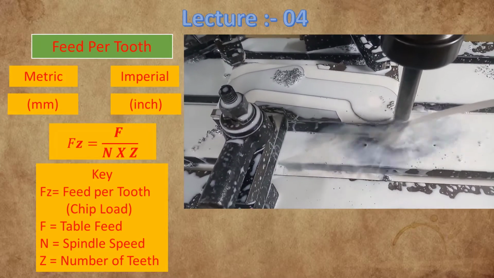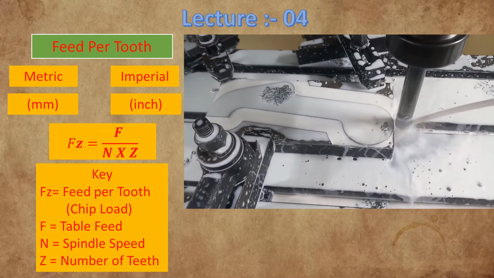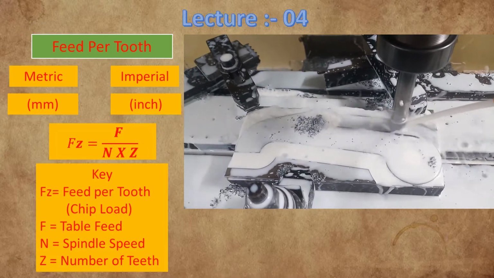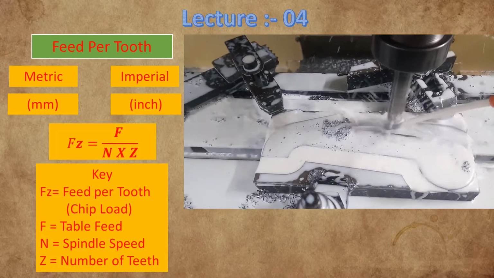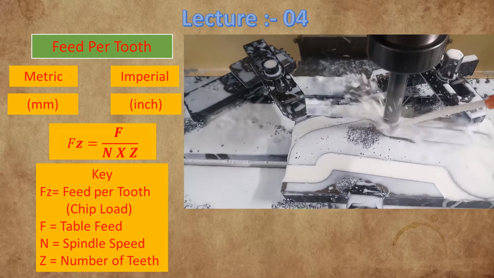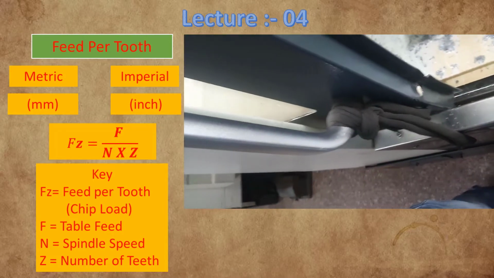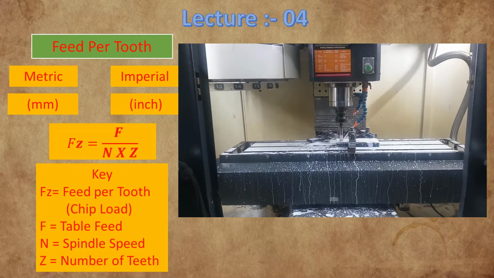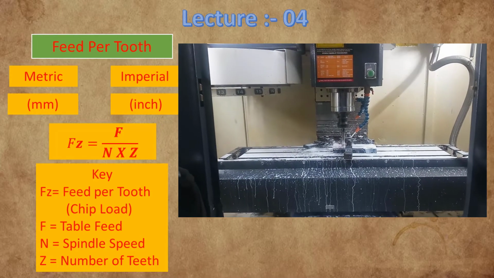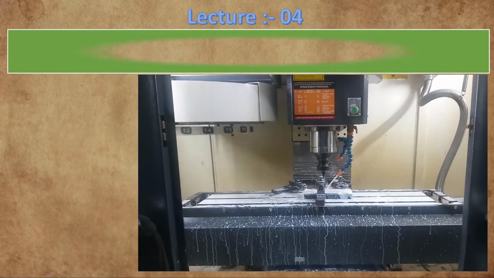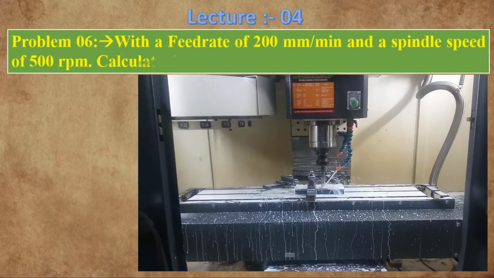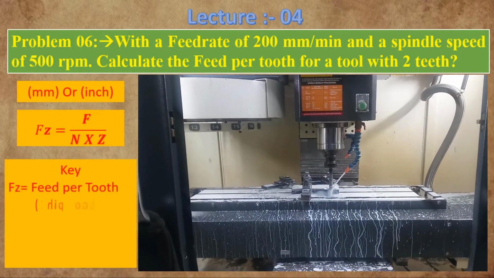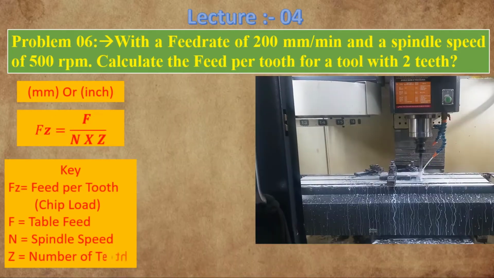Okay, let us punch some numbers into these equations and do some math to see how this works. Normally our feed per tooth information would be on the back of the tool packet, and we would work out our table feed from that. But if we know the feed and want to calculate our feed per tooth, this is how we would do it. Let us do our first one in metric. The problem is: with a feed rate of 200 millimeters per minute and a spindle speed of 500 revolutions per minute, calculate the feed per tooth for a cutter with 2 teeth.